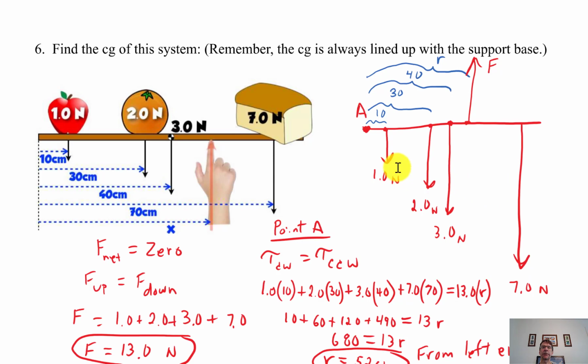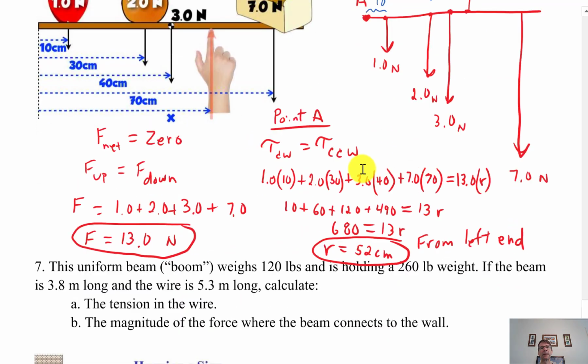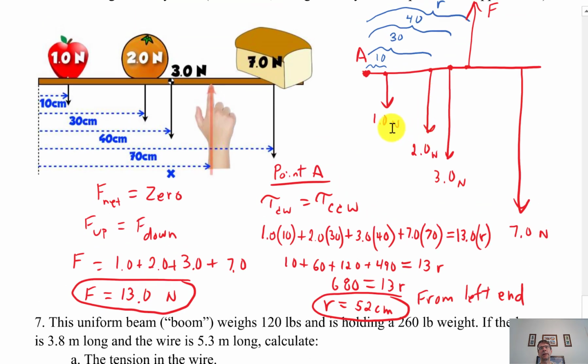Okay, so I did the math here. The numbers in this diagram in blue are the same ones from the original diagram. And they gave me all the numbers, all the distances. I'm going to assume they're all 2 sig figs, even though they're written as 1 sig fig numbers. So the apple, the orange, okay, if you hold point A fixed, all of these 1, 2, 3, and 7 newton forces are all trying to make the thing rotate clockwise relative to point A.